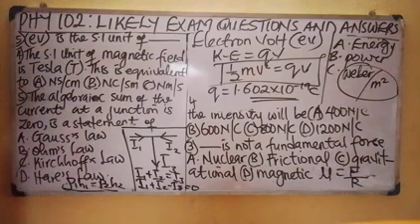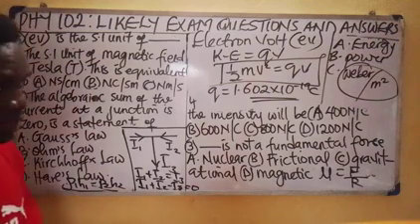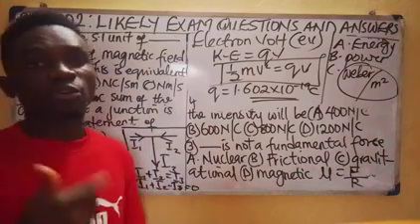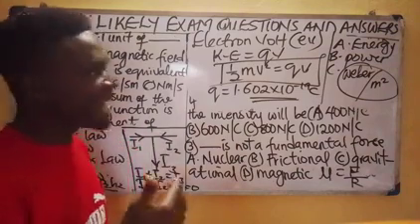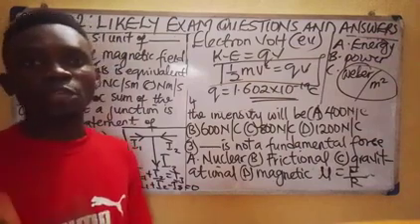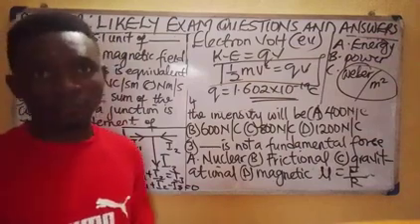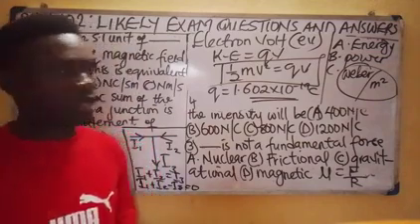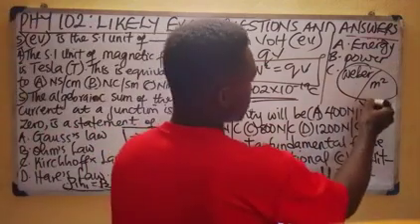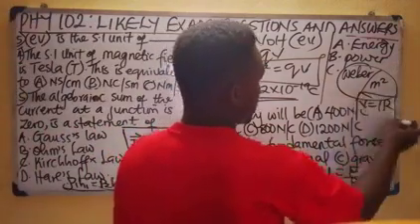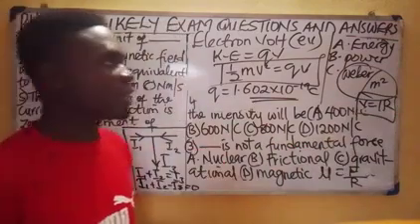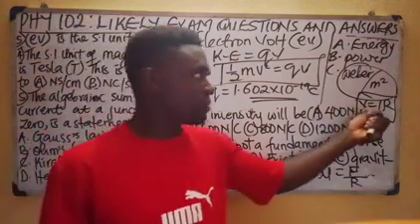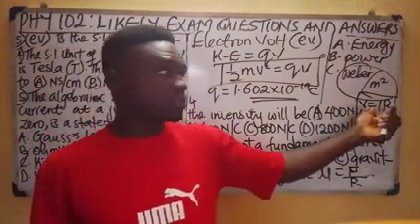Then Ohm's law states that the electric current that passes through a metallic conductor is directly proportional to the potential difference across its ends, provided that the temperature and other physical quantities are kept constant, and it is shown as V equals IR. V is the potential difference, I is the current in ampere, and R is the resistance. I told you guys that V is potential difference and it's measured in what?